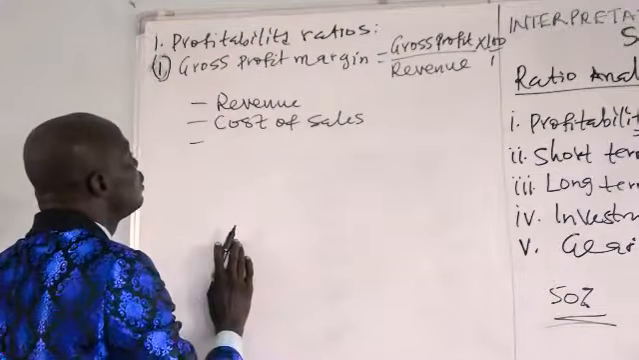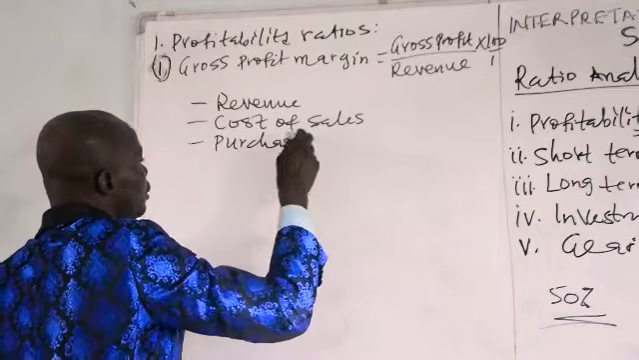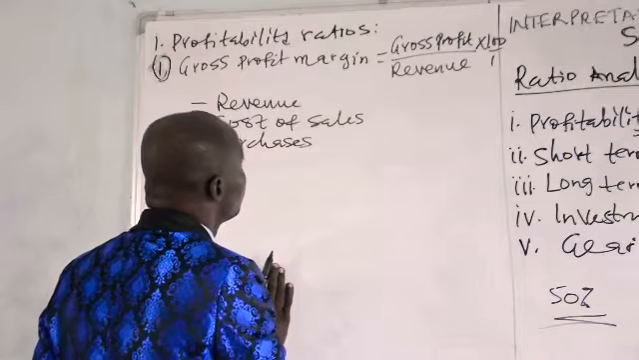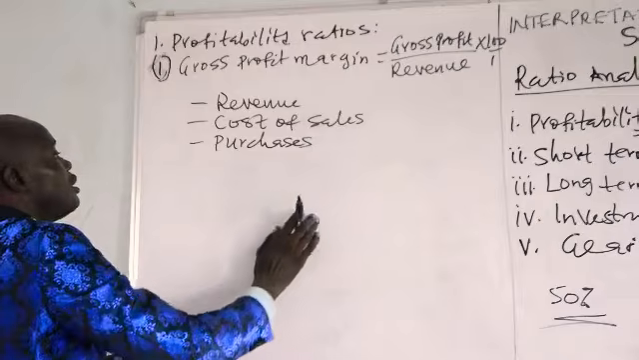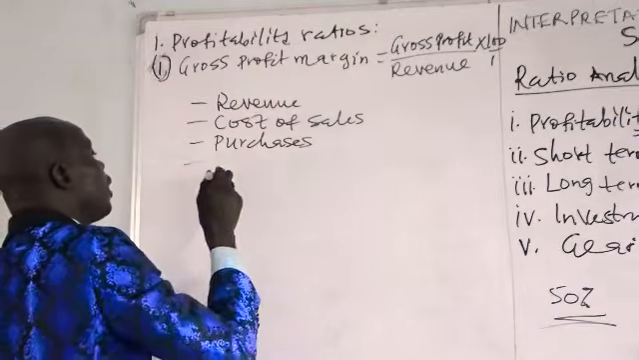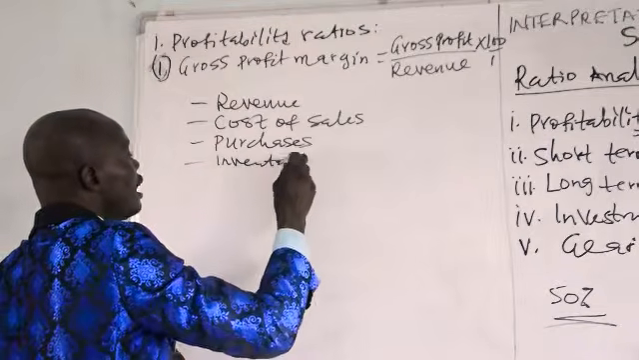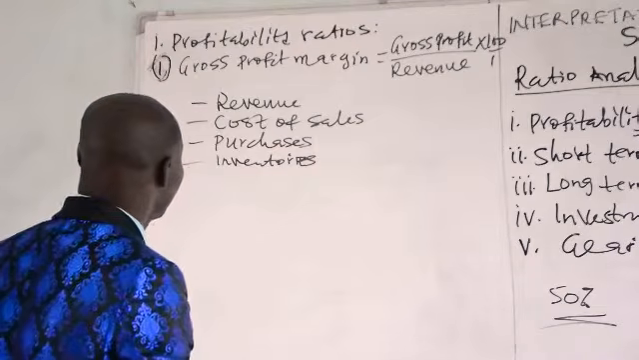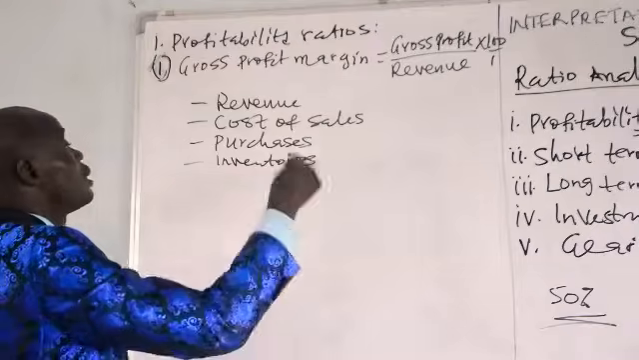And those variables include your purchases. Where purchases are higher, your cost of sales might be higher, which will go a long way in increasing your cost of sales. Your level of inventories, where the closing inventory is higher, is an indication that your cost of sales will be lower, and that will make your profit higher.